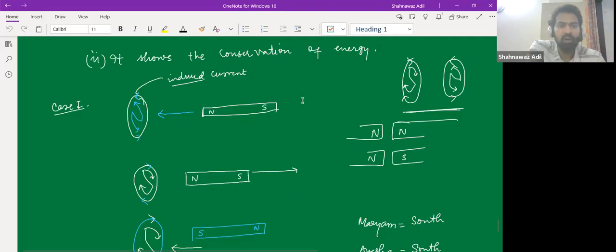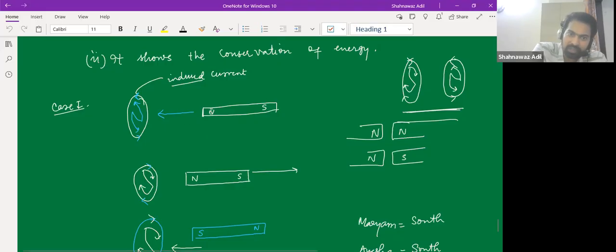Okay, so what I told you earlier is that whenever some induced current is generated, it opposes the change, right? It opposes the change, which means that this induced current will try to force this magnet to go in the opposite direction. It is coming in this direction, so this induced current will try to oppose this change. Right? This is what I talked about, right?